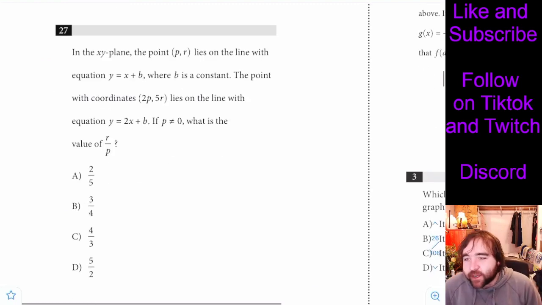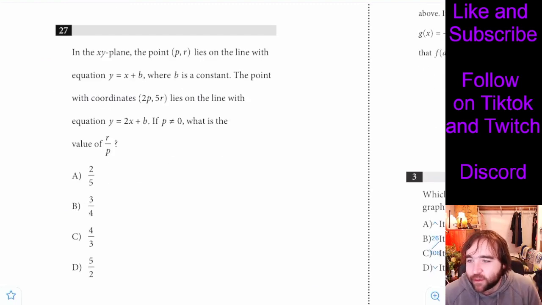27. In the xy plane, the point P, R lies on the line y equals x plus b, where b is a constant. The point with the coordinates 2p, 5r lies on the line with the equation 2x plus b. P is not 0. What is the value of r over p?